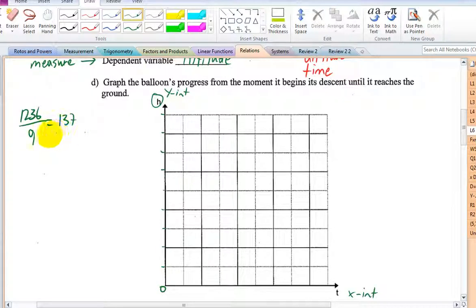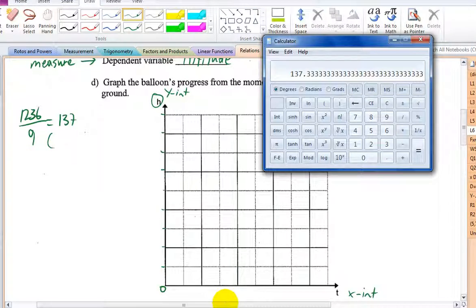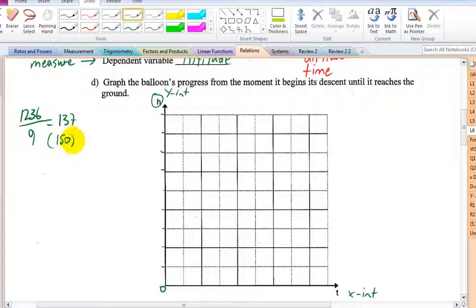So what should each square represent? I mean, it's more than 137. What would be a good number to graph? 140? Okay, it's not bad. What's easier though? 150, right? So we don't have to label each square. We can label each other square. So 300, 600, 900, 1200, going up. Each square goes up by 150.